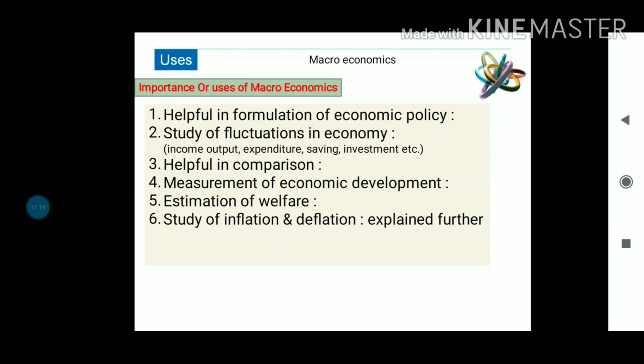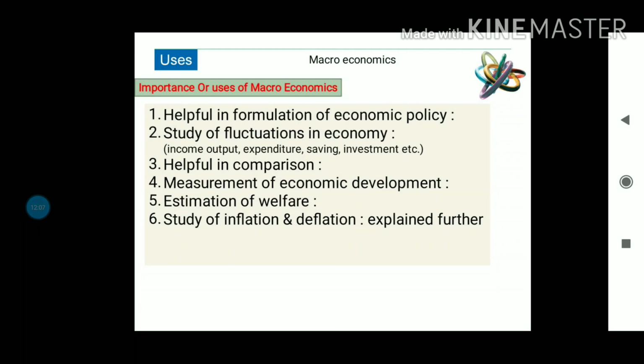Another thing is that it is the study of fluctuations in the economy. Fluctuations means changes, that is, in income and output, expenditure, saving and investment, etc. Suppose we are facing a BOP crisis. What is the meaning of BOP crisis? In general terms, our imports are larger than our exports. When we are facing a BOP deficit, we are making deficit financing or deficit budgeting, where our expenditure is more than the receipts. So it tells us about these kinds of fluctuations, changes.